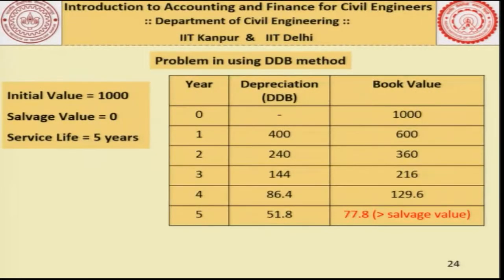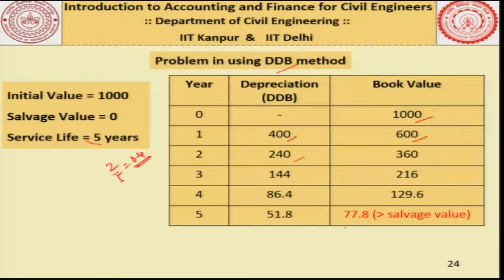Now, let me explain this with a small example. Suppose we have an initial value of 1000, salvage value of 0, service life of 5 years, using the double declining method. Since it is 5 years, we are talking of 2 by 5, which is equal to 0.4. So, 0.4 will be the factor that will operate, and this will become 400. When we come to this, it will become 240 and so on and so forth.